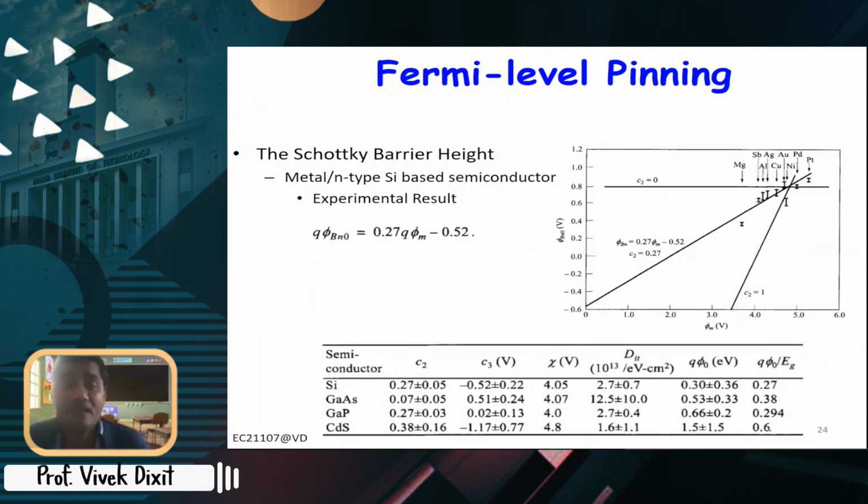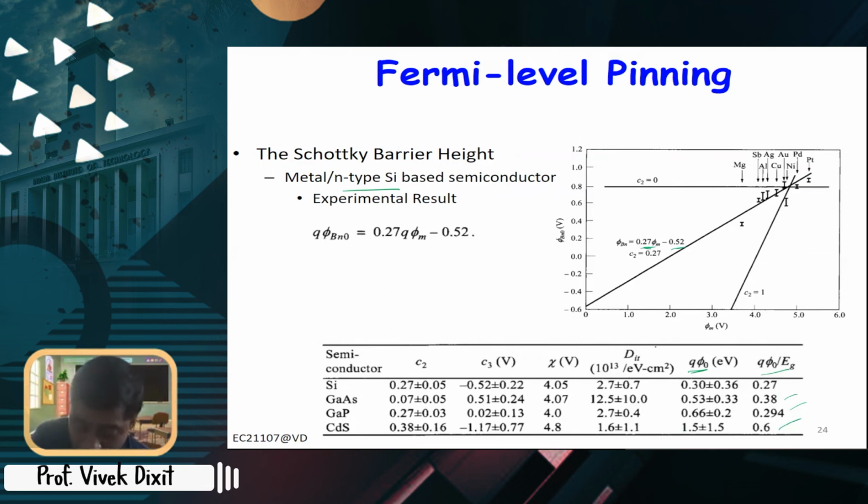Okay, so this is the measured Schottky barrier height for n-type silicon with various different metals with different work functions, like magnesium, Sb, aluminum, copper, gold, palladium, nickel, platinum, all those things, right? So this comes out to around 0.275 phi m minus 0.52. Now you notice one more thing here. For silicon, Q phi naught is of course where the neutral interface level is. So that appears around 0.3 of the band gap, right? Q phi naught by Eg, and around 0.38 here, around 0.6 here.